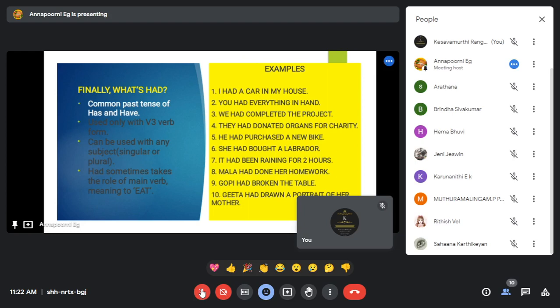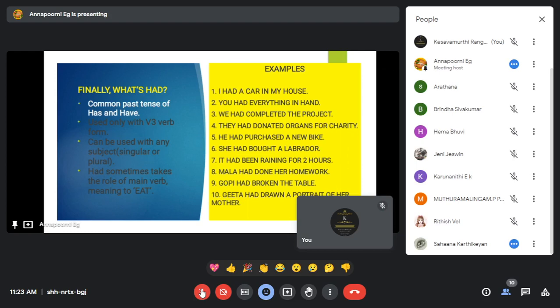Okay. We had completed the project. So this is also a sentence in past tense. We had completed. The students have completed the project. So next is, who can read the next three examples? Anjana? Yes, Anjana, you can read 4, 5 and 6.